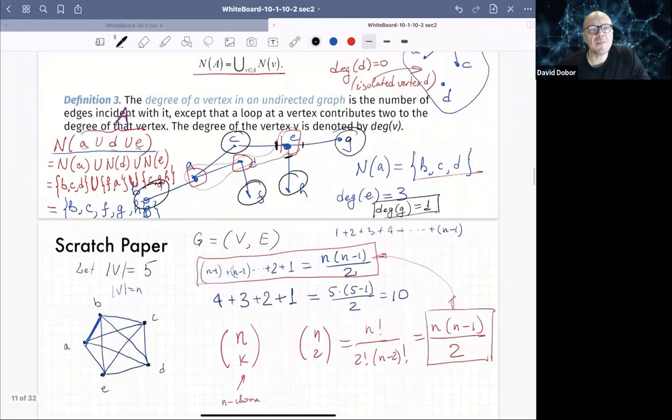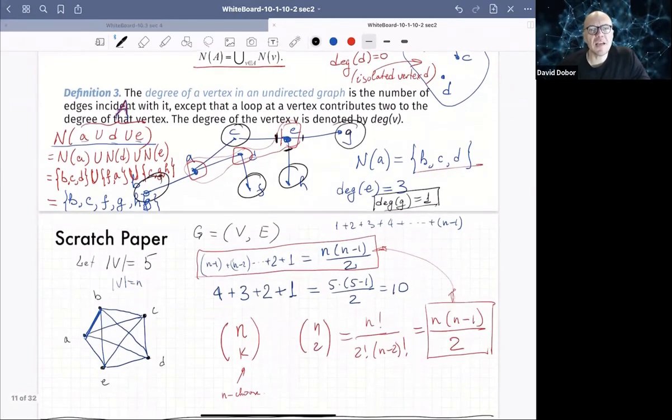Any questions about the definition so that we can get this out of the way? And it looks like we have none. These are all the definitions that we need. And now we're going to move on to something more interesting.